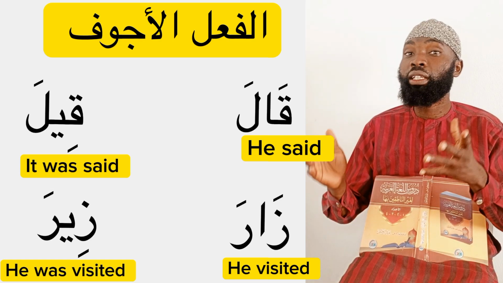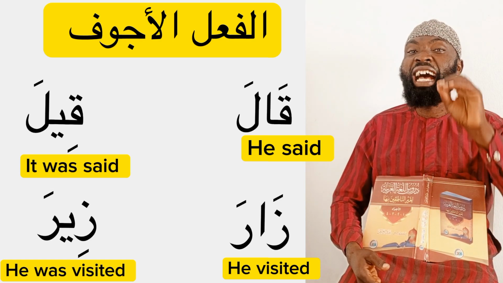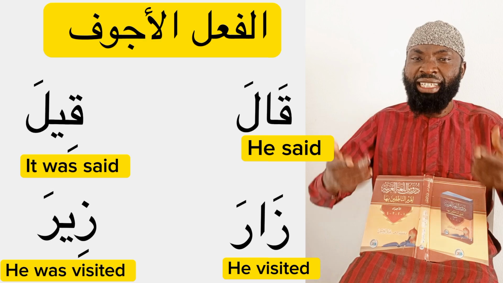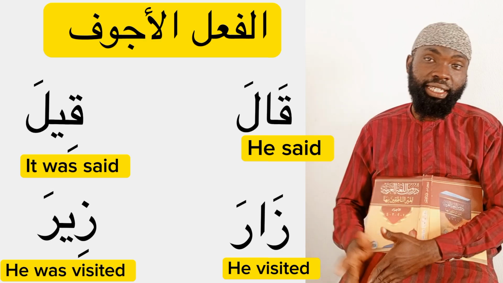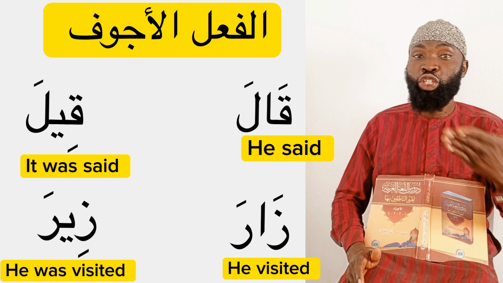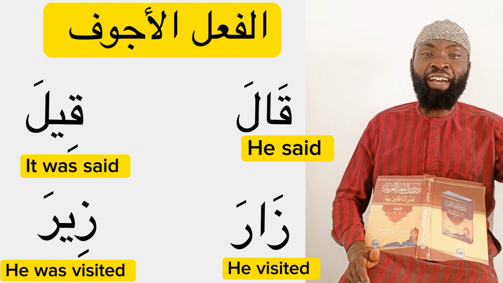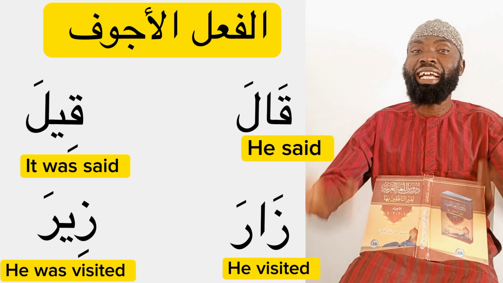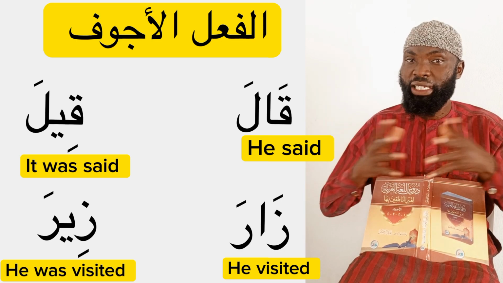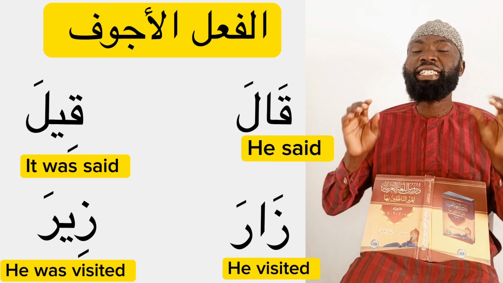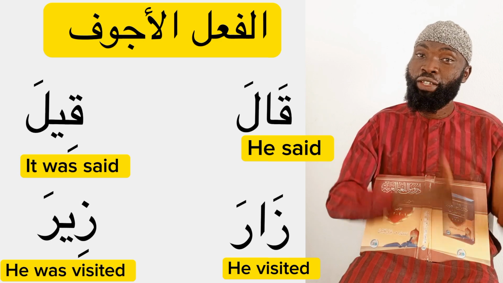The same pattern applies to the word zada. Zada means he increased, he added. Zada fihi shay'an. He added something into it. Now the passive voice would be zida fihi. Something was added. Who added it is not being mentioned. This is what we shall be learning in the lesson of today.